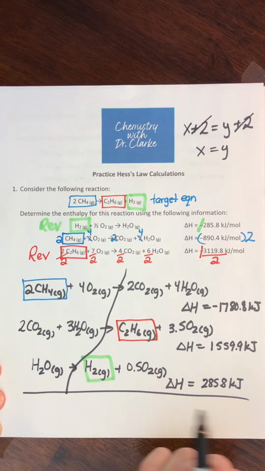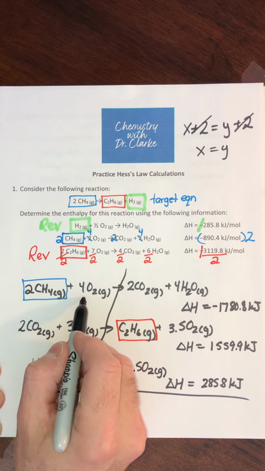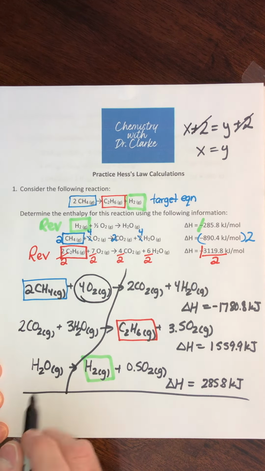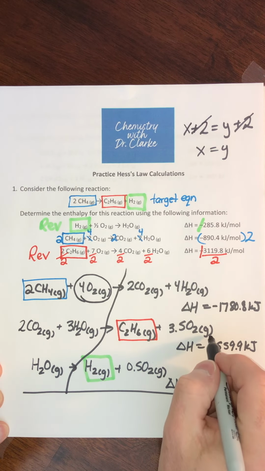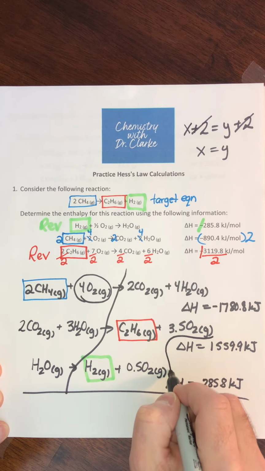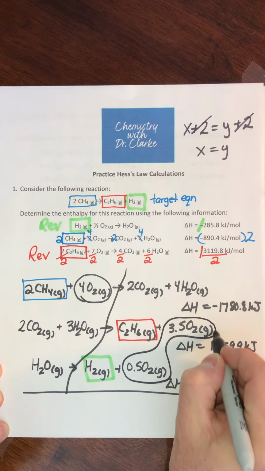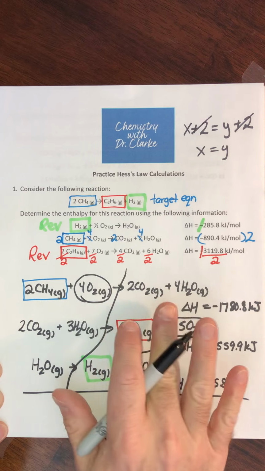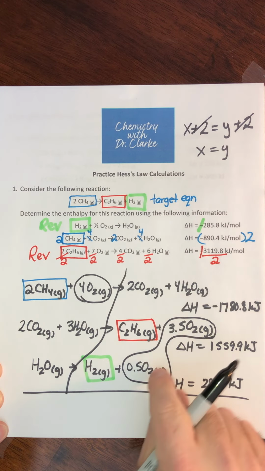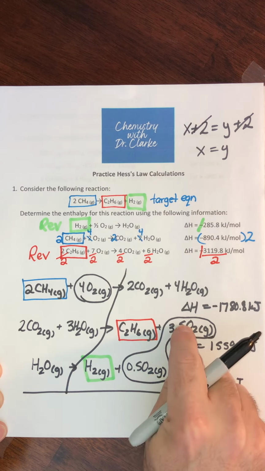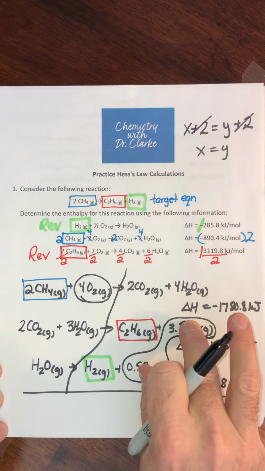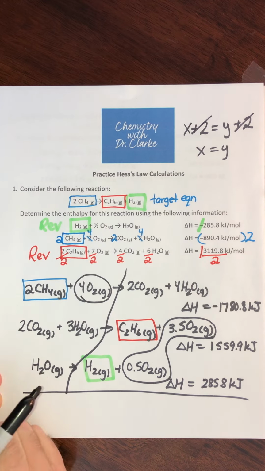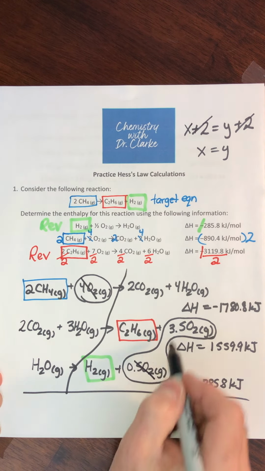Okay? So let's talk about our oxygens. I've got 4 O2 gases here. And if I look on the product side, I have 3.5 oxygens plus a half of an oxygen. Right? The oxygen showed up in two different places, but on the product side, I have a total of 3.5 plus 1/2. 3.5 plus a half is 4. So I've got 4 oxygens on the product side. I've got 4 oxygens on the reactant side. So they cancel out.